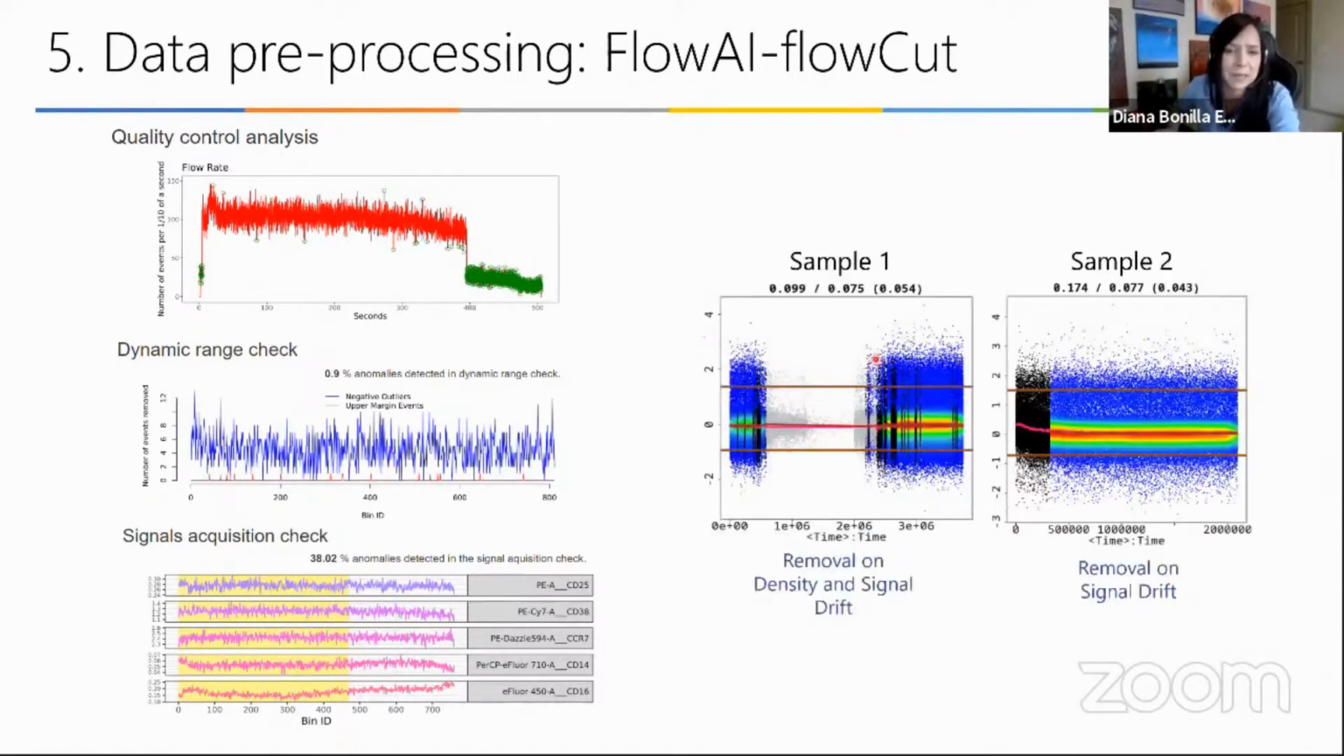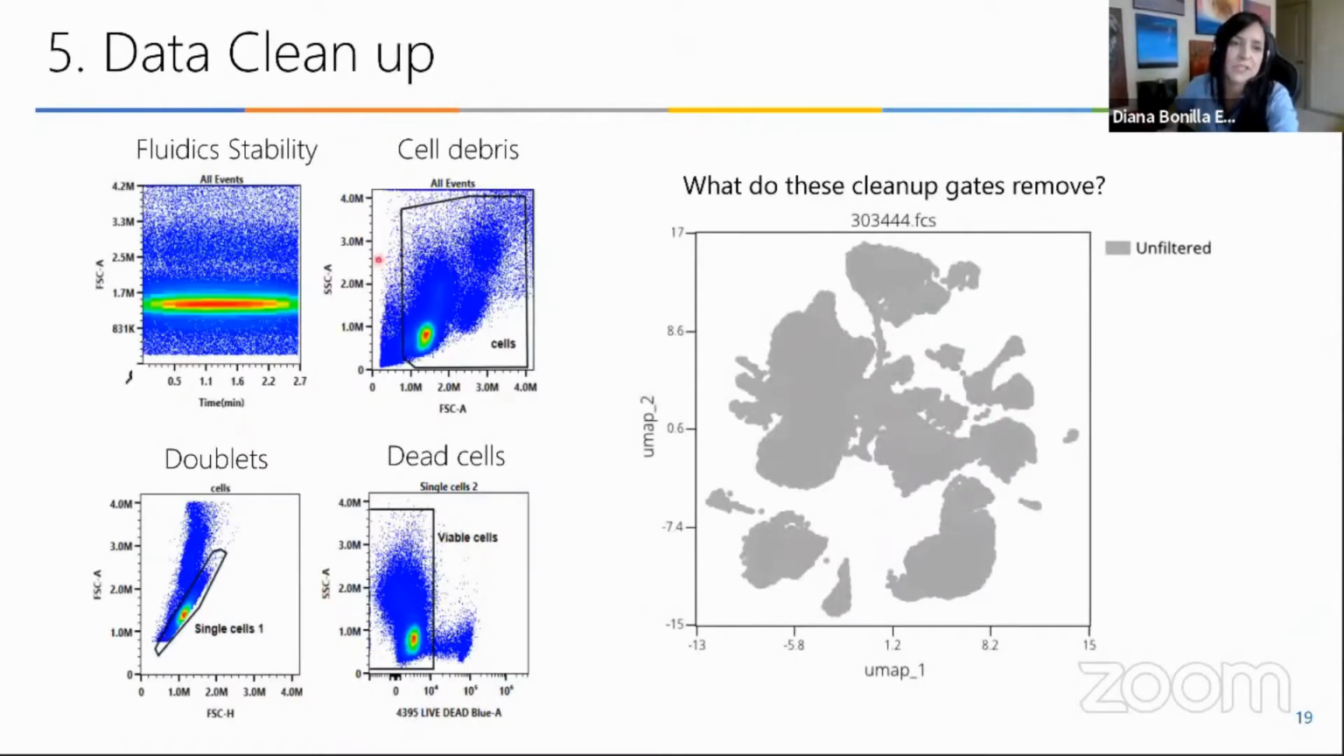FlowCat is something similar. It's able to identify and remove areas where the density of the events is different, where there is also drift of the signal, and it will remove events that don't fall into a certain range, and again allow you to use only the good part of the events for downstream analysis. And when I talk about removing unwanted events, it's not only about instability in your fluidics. It's also cell debris, the marginal events, doublets, aggregates, antibody aggregates, and removing dead cells.